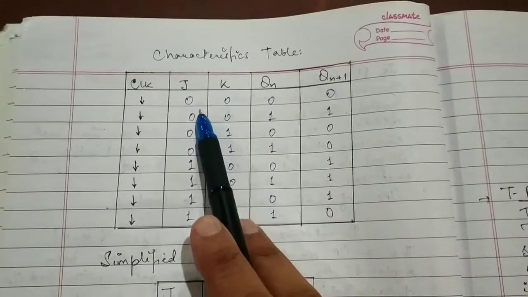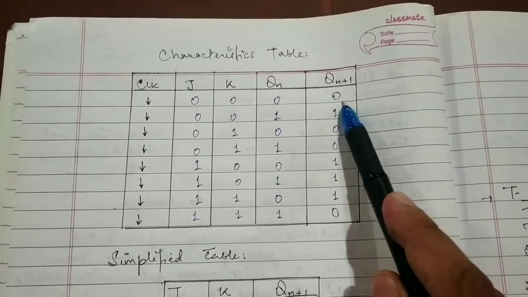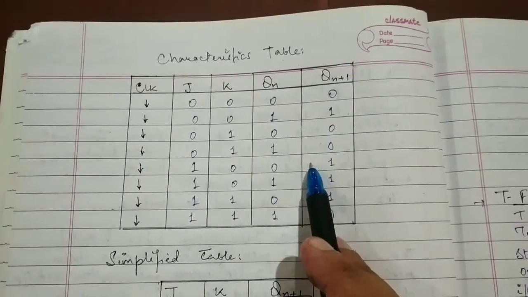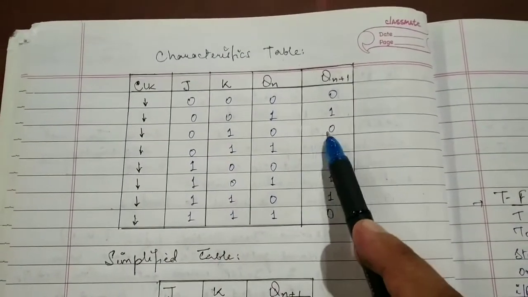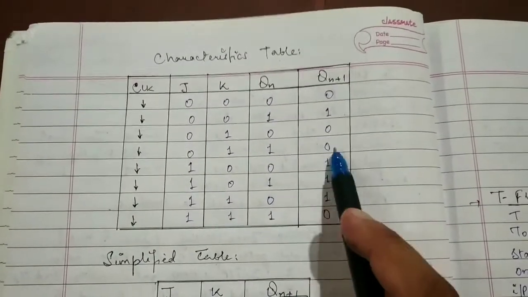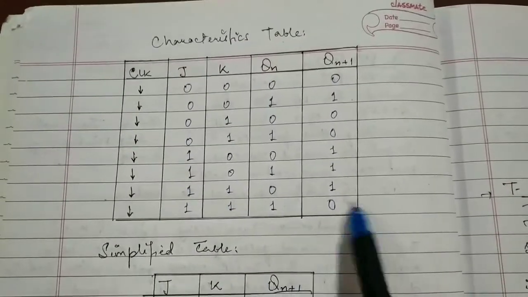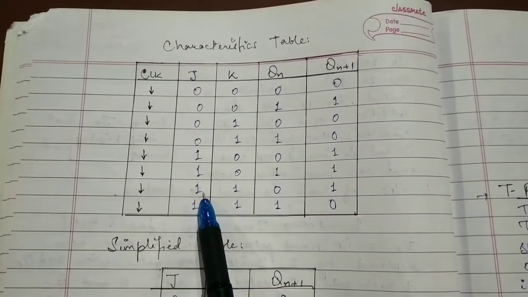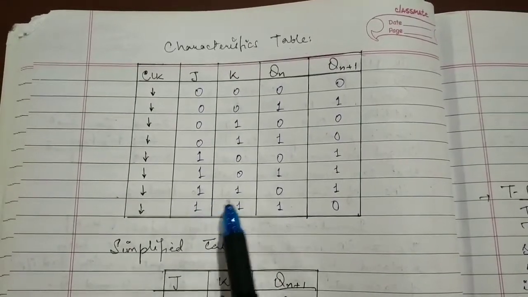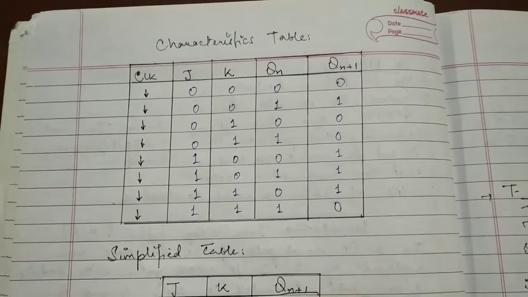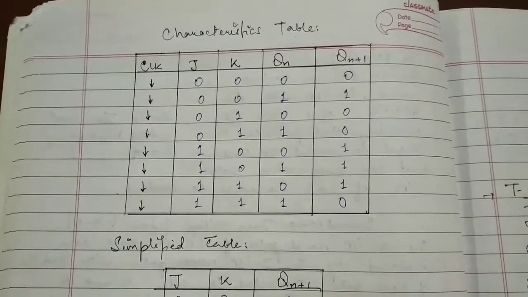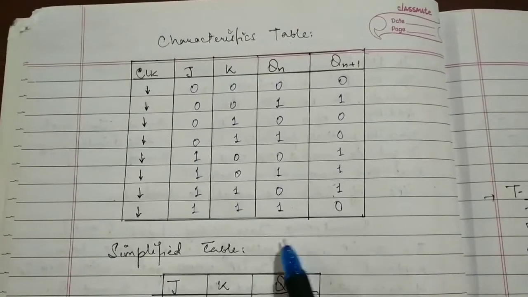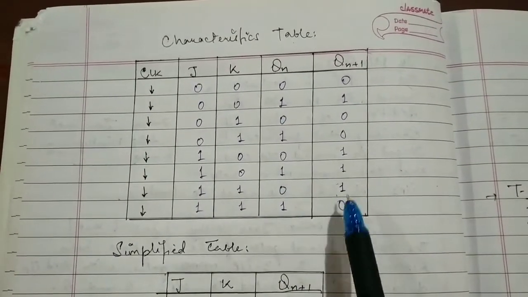For 0, 0 input we have Qn equal to Qn plus 1, that means the memory state. For 0, 1 input condition we have a reset state, 0, and for 1, 0 input condition we have set state, 1, and lastly when J is equal to K is equal to 1 we have the toggle action here. Unlike in the SR flip-flop, this state was not defined. Here the toggle means Qn plus 1 is equal to Qn bar.